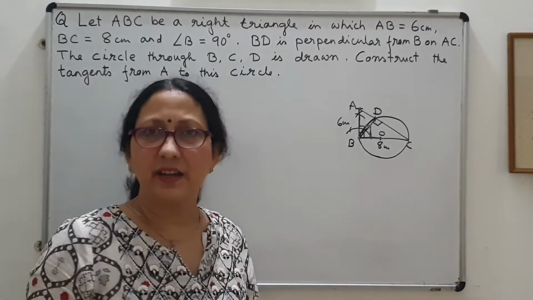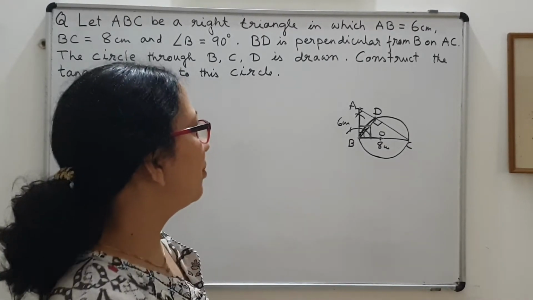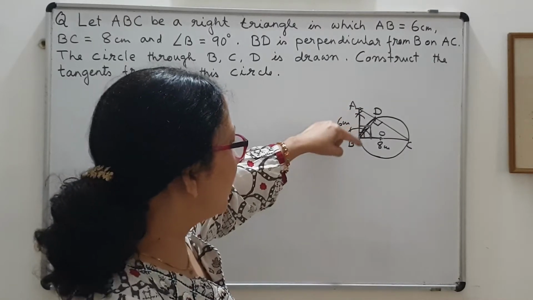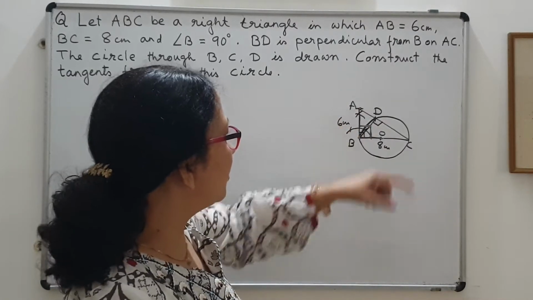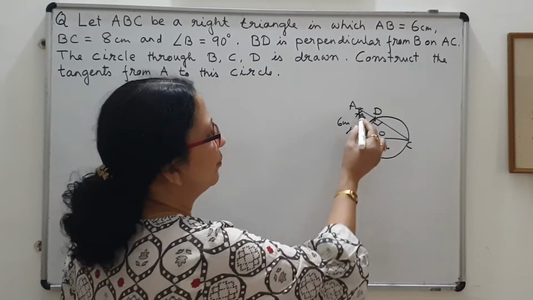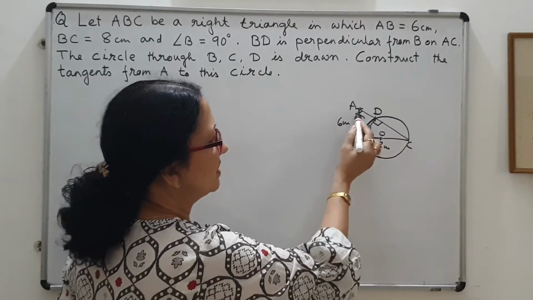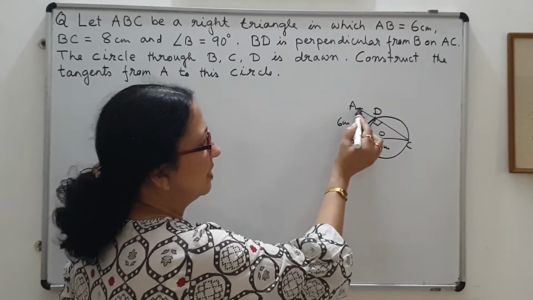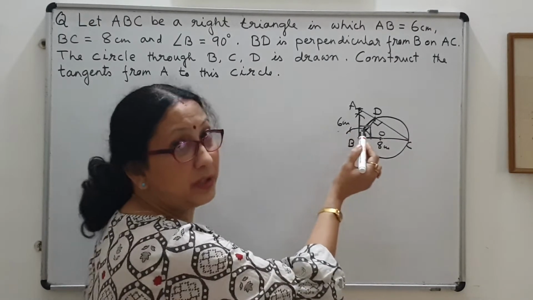Then using the second theorem, that is, the lengths of tangents drawn from an external point to a circle are equal, the other tangent from the point A to this circle will have the same length as AB, 6 centimeter. So we take A as the center and 6 centimeter as the radius.